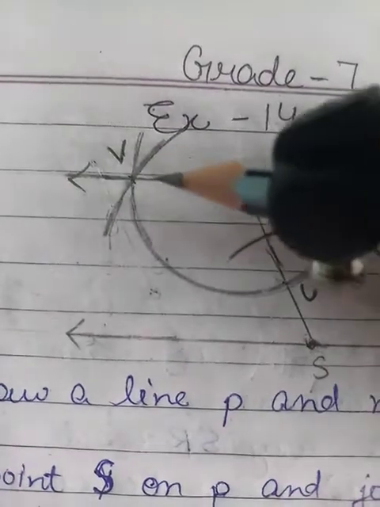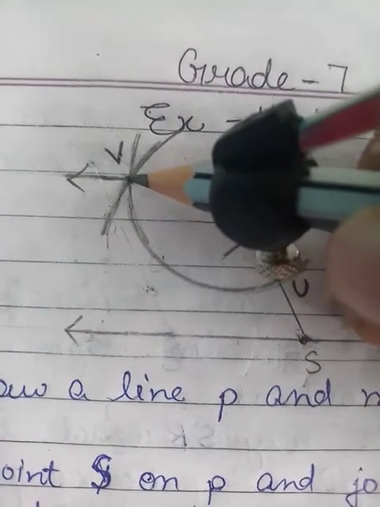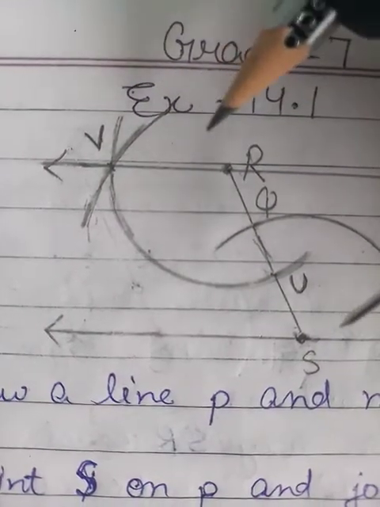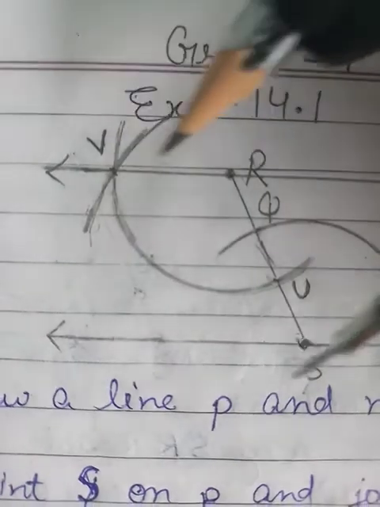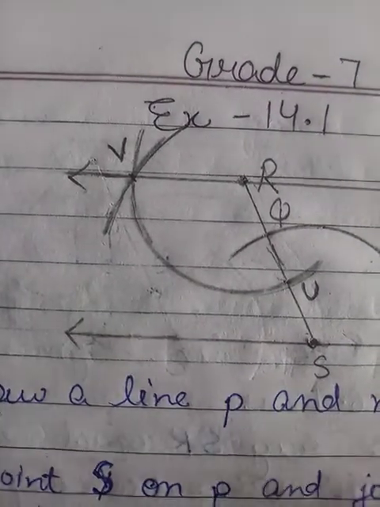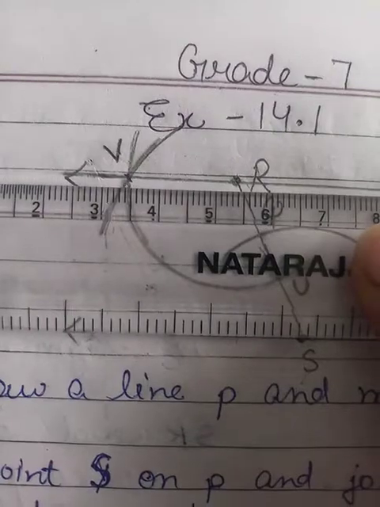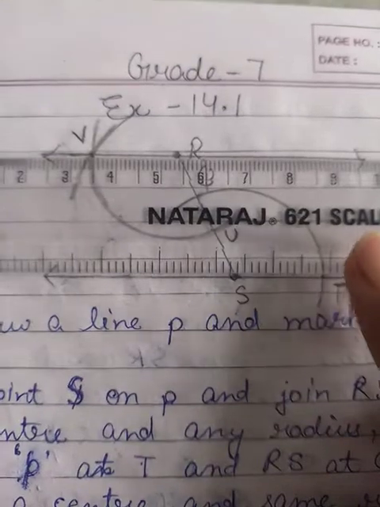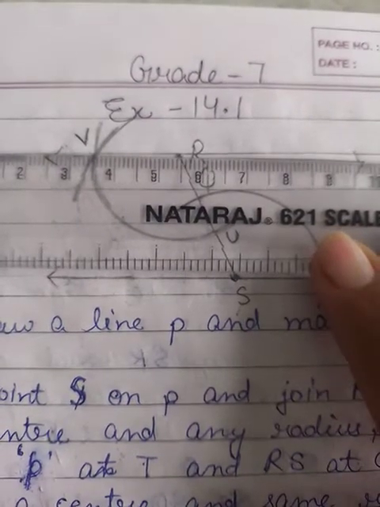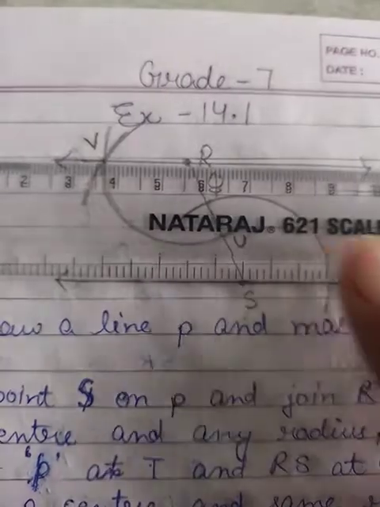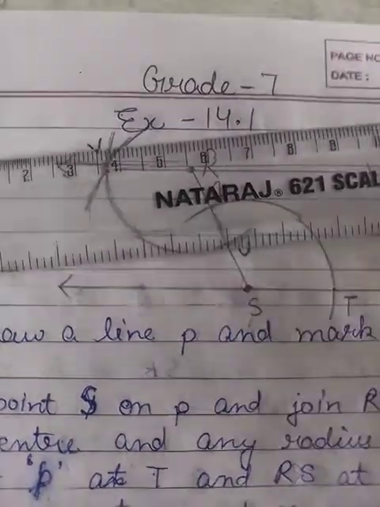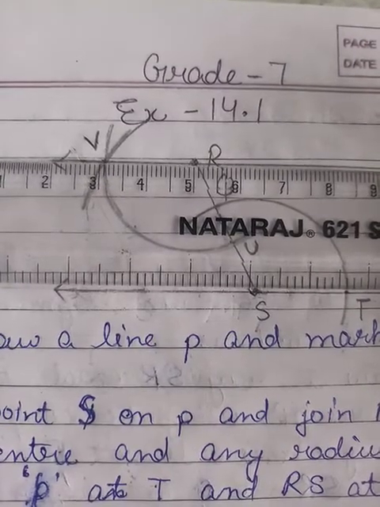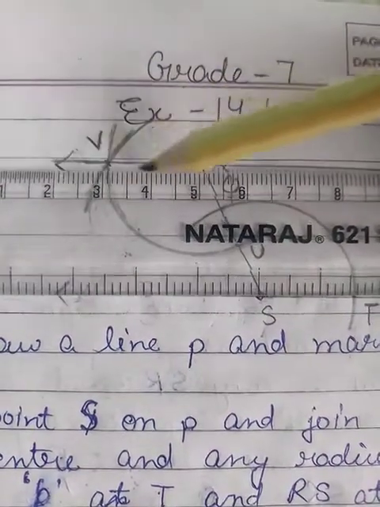Now at the point where these two arcs are intersecting, we need to join this point with R, means by passing through these two points we need to draw a straight line. So here I have drawn a straight line passing through these points. Okay, clear? So my new line has been formed. By keeping your scale straight, you need to join these two points and draw a line which will pass through these two points.